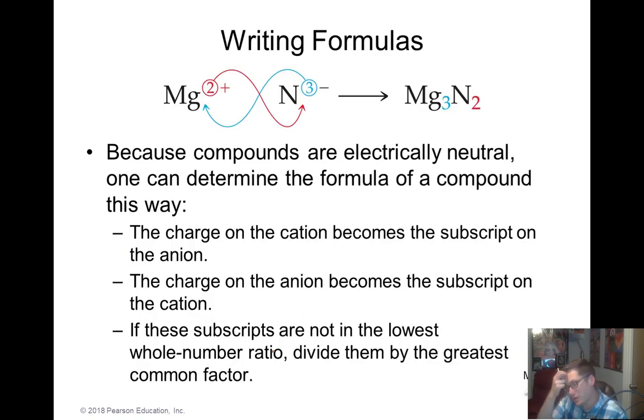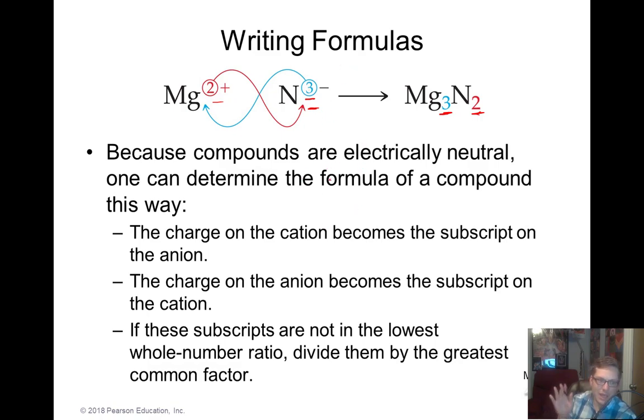Last little bit here, writing formulas. You've got these ions, and we need to be able to write formulas as they connect to each other. So you've got magnesium 2+ and nitrogen 3-. The easy way to do these is just to flip them. We call it the crisscross method. The 2+ becomes the subscript 2 over here, and the 3 over here becomes the 3 over here. So Mg3N2 is how these two would combine.